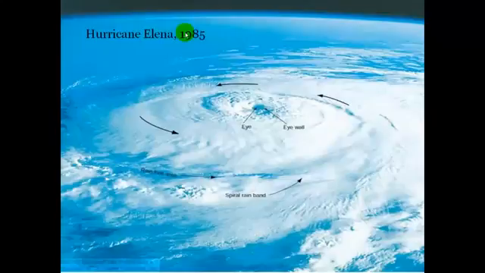Here's a satellite image of a hurricane. This is Hurricane Elena from 1985. You can see the very well-defined storm, the spiraling clouds. You see the eye of the storm here, the eye wall, the very thick thunderstorm clouds on either side of the wall, the counterclockwise motion, and you see these cirrus and cirrostratus clouds kind of on the outer edges of the hurricane, with the clouds thickening into big cumulonimbus clouds as we get closer to the eye.